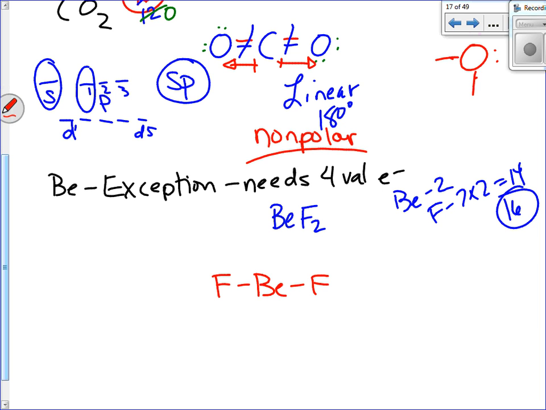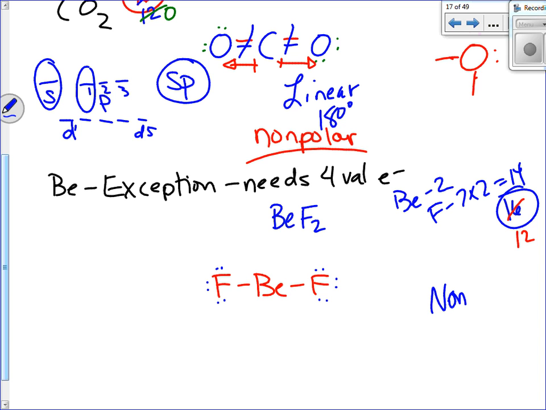So I attach them, once again knowing that it's going to be linear, because beryllium molecules are always going to be linear by definition. So my other 12 are going to go for what? What are the other 12 going to do? They're going to go around the fluorines, 6 each, to satisfy those octets. This is also linear, 180 degrees, sp hybrids, and also polar or non-polar.